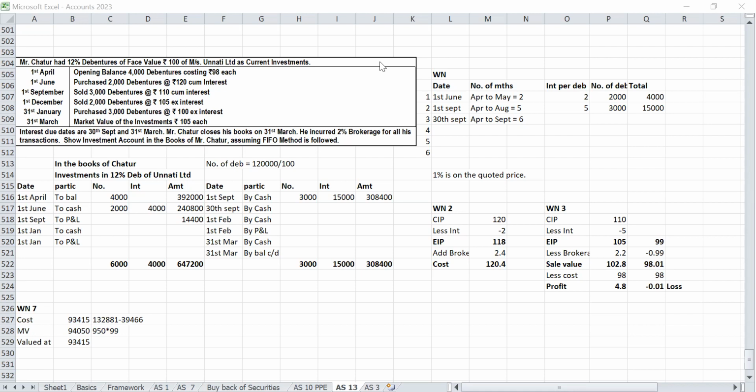Jyotsna, sir, 30th September. Interest per debenture for 6 months: 100 into 12% into 6 by 12 is 6. For 3,000 debentures, 30th September, yes sir. How did 3,000 come? 4,000 plus 2,000 minus sales 3,000, sir. Super. So 3,000, interest received 18,000.